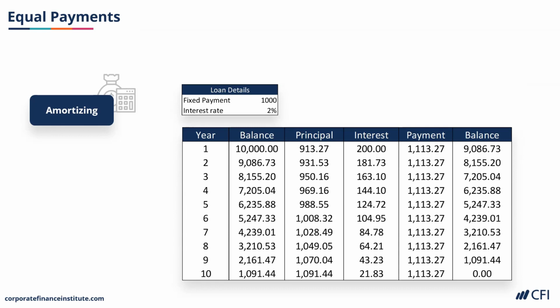Now let's look at equal payments. Mortgages are typically structured as equal payments. With equal payments, you always pay the same total payment, but the principal and interest vary over time. As the principal gets reduced, the interest expense goes down, but they always add together to make the same payment.